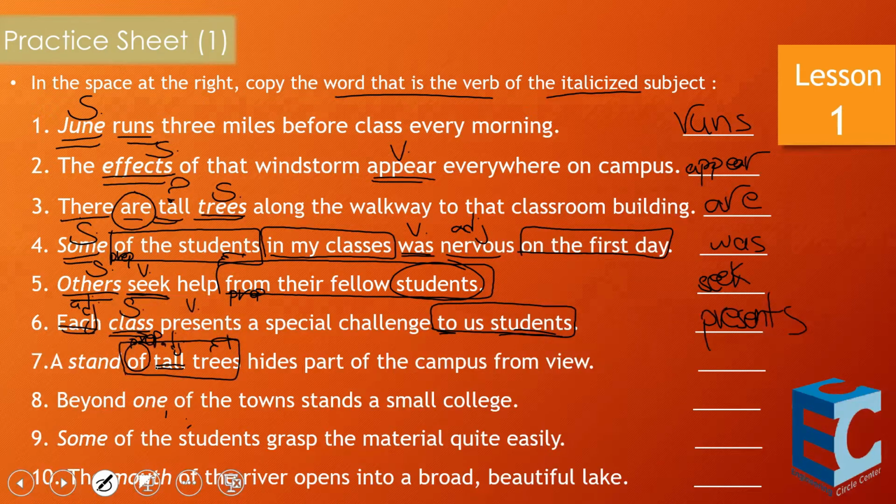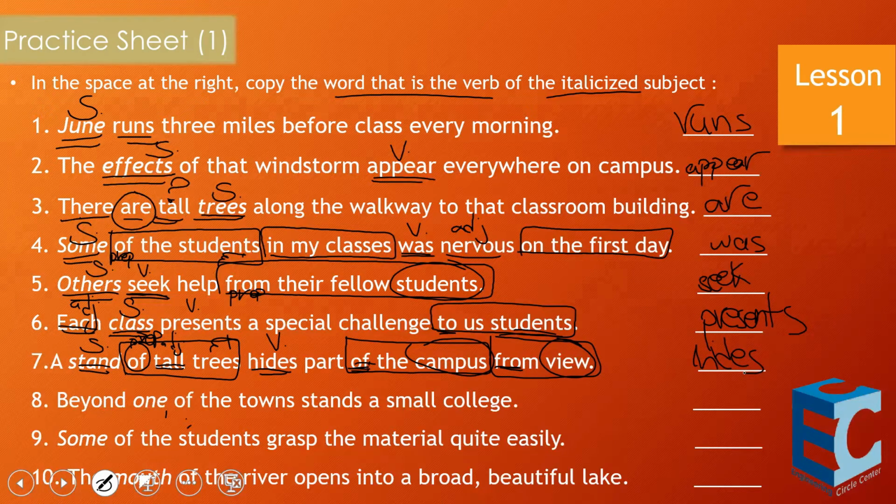في كمان عندنا حرف جر بالجملة. Yes. Of the campus. وبرضه from view. From preposition, of preposition. Campus اسم مجرور و view اسم مجرور. So حأطلع على الجملة من غيرهم. A stand hides part. A stand is the subject. Hides is the verb. So the verb is hides.